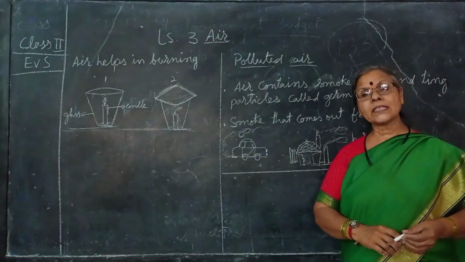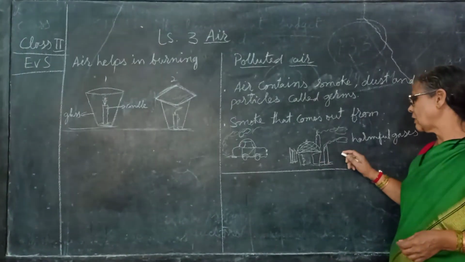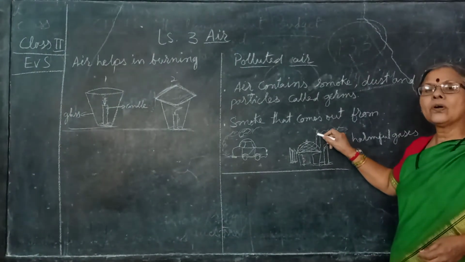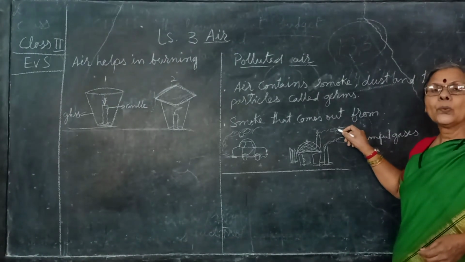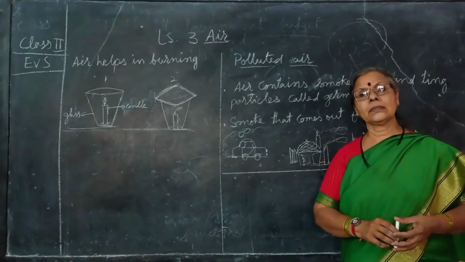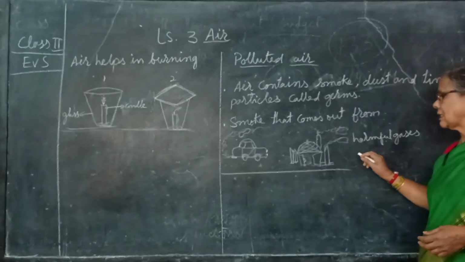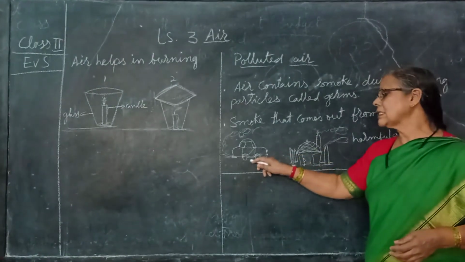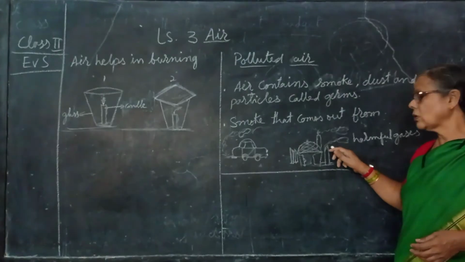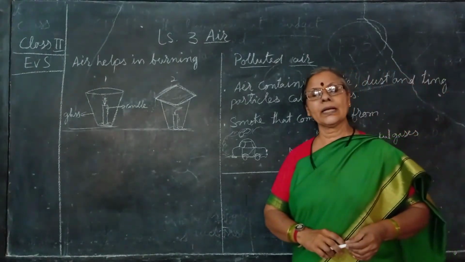That's why the factories should be out of the city, away from the residential areas, because they give out black smoke which pollutes the air, and breathing harmful air is not good for our health. It is poisonous. So vehicles and factories give out black smoke. Those are harmful gases which are not good for our health.